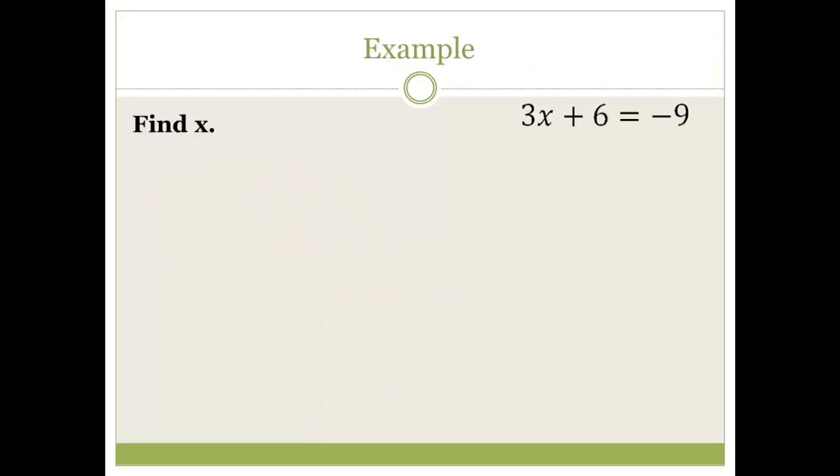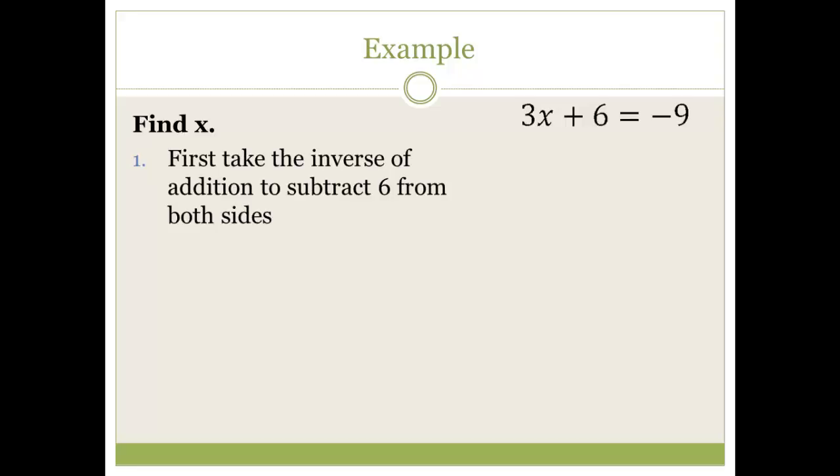In this example, we want to solve the equation for x. To do this, we need to focus on the numbers on the left-hand side of the equation that are attached to the variable x. We know that we need to do the inverse of the order of operations and move the plus 6 to the right side. To do this, we first take the inverse of addition and subtract 6 from both sides. 6 cancels out, and we are left with 3x equals negative 15.